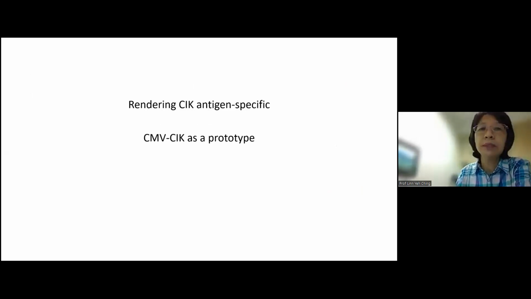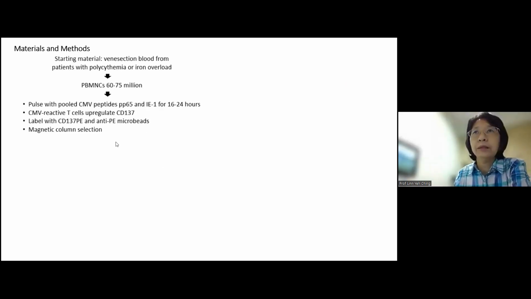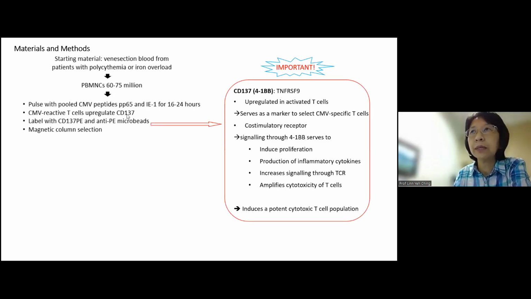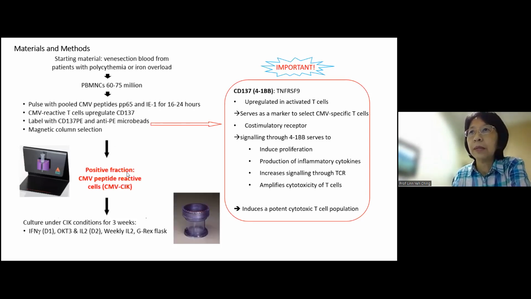So we explored integration of the method of generating CMV T cells into the CIK platform by providing CMV pool peptide stimulation to generate CMV specific CIK. So Ficoll lymphocytes are incubated with CMV pool peptides, and those that are CMV reactive will upregulate CD137. After 16 hours, anti-CD137 is added, and these cells are selected by magnetic column.